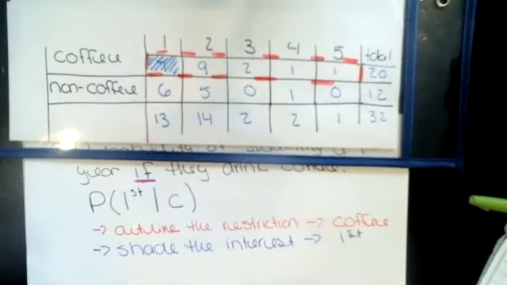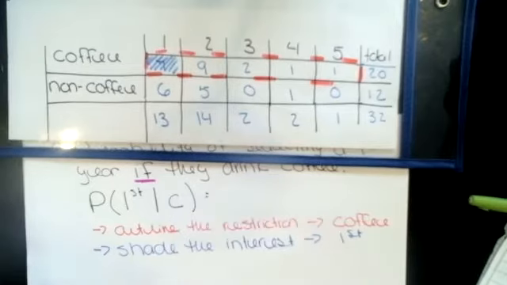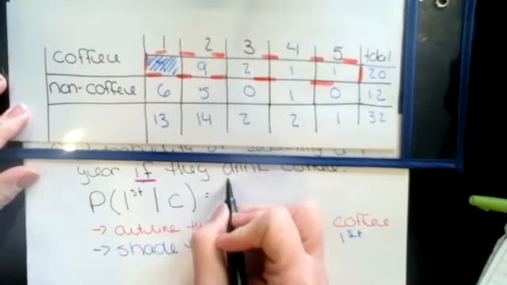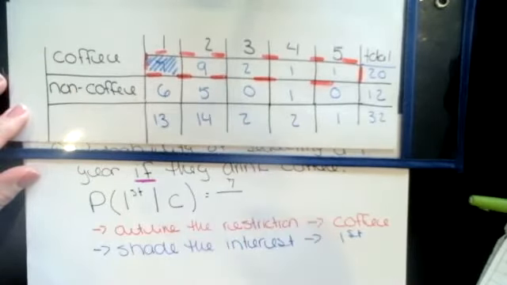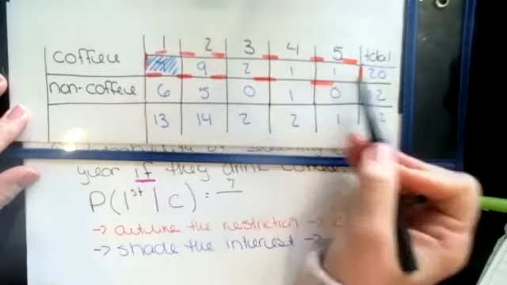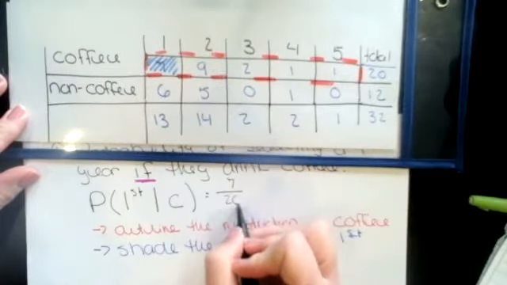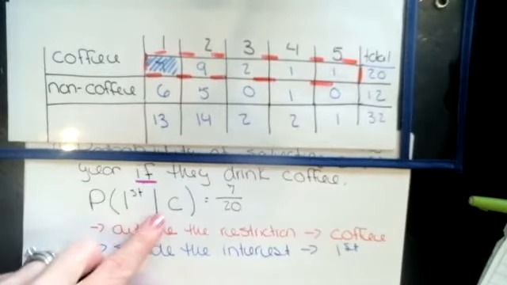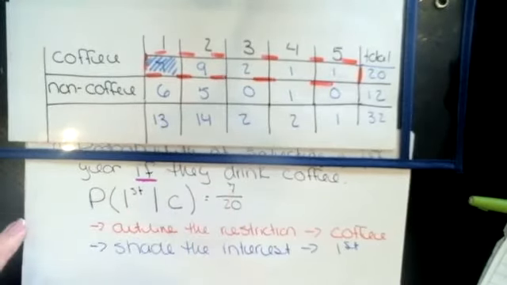Now for getting my numbers, my numerator is always going to be that shaded number. So it's just 7 out of the denominator. Now the denominator is just my restriction. So that's going to be the 20. So right here, my probability of choosing a first year given they're a coffee drinker is 7 out of 20.